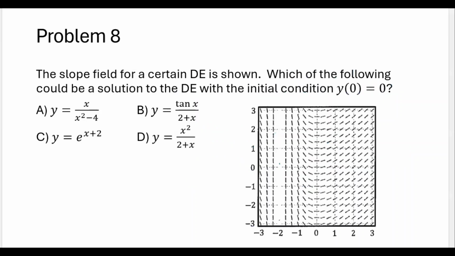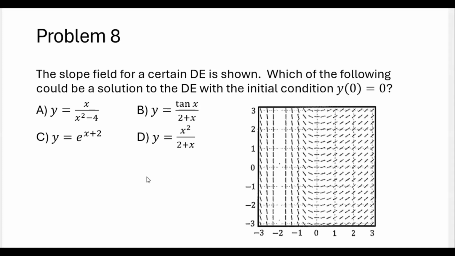Okay, problem 8. The slope field for a certain differential equation is shown. Which of the following could be a solution to the differential equation with the initial condition y of 0 equals 0? Let's go ahead and try this one first. Which function matches this or follows this profile? This one's kind of hard to tell. It's not as easy as the other one.